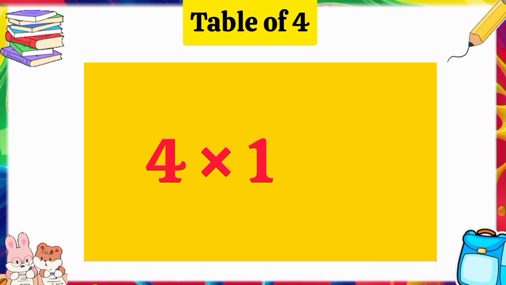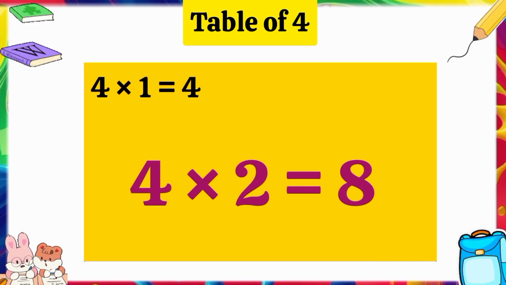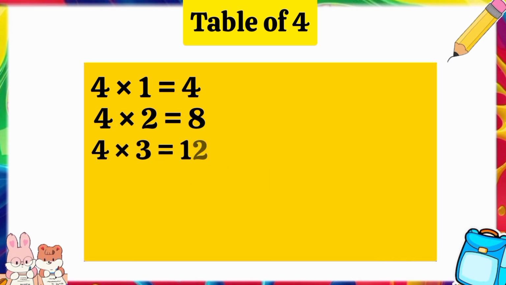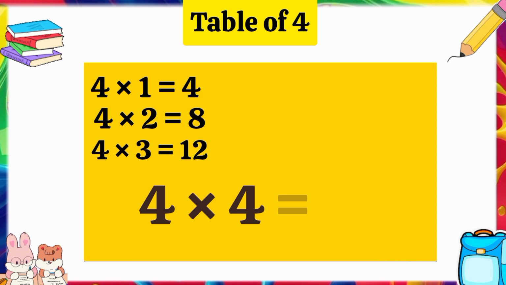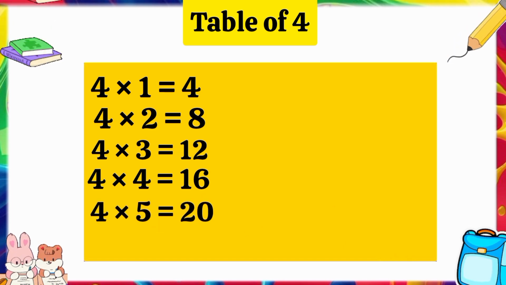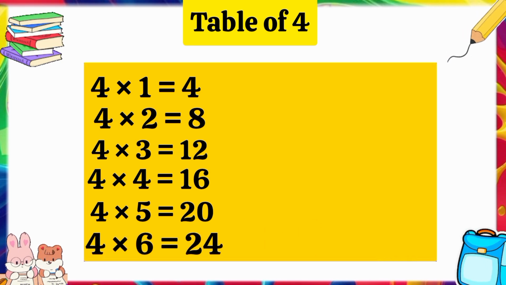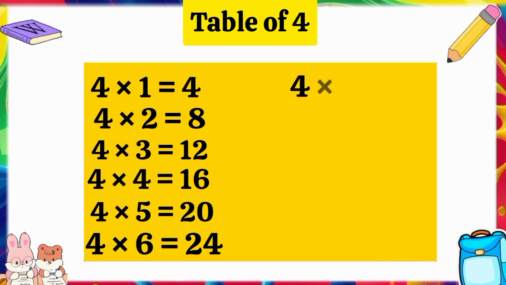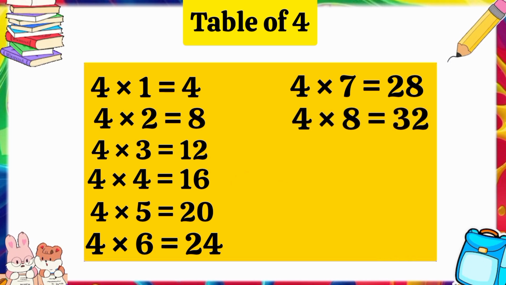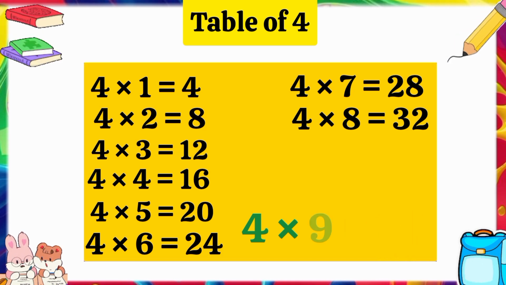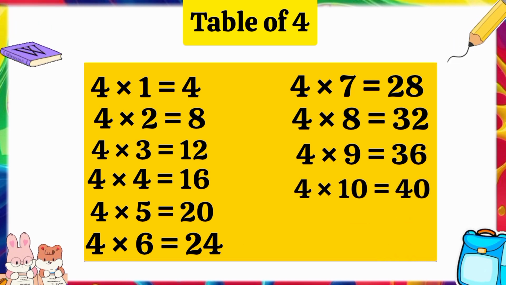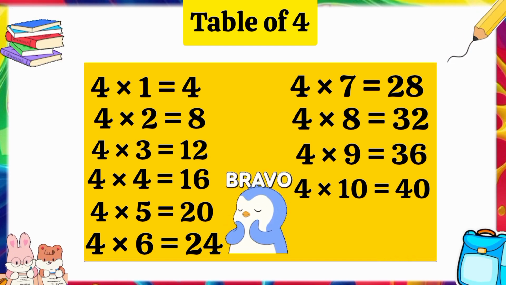4 times 1 equals 4. 4 ones are 4. 4 times 2 equals 8. 4 twos are 8. 4 times 3 equals 12. 4 threes are 12. 4 times 4 equals 16. 4 fours are 16. 4 times 5 equals 20. 4 fives are 20. 4 times 6 equals 24. 4 sixes are 24. 4 times 7 equals 28. 4 sevens are 28. 4 times 8 equals 32. 4 eights are 32. 4 times 9 equals 36. 4 nines are 36. 4 times 10 equals 40. 4 tens are 40. Wow, kids, you did amazing today.